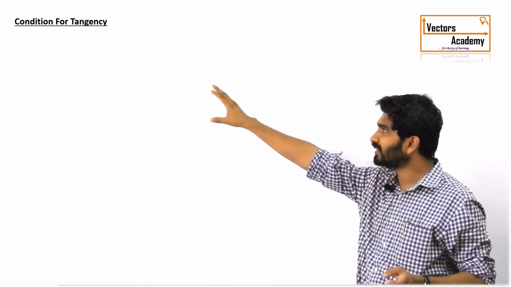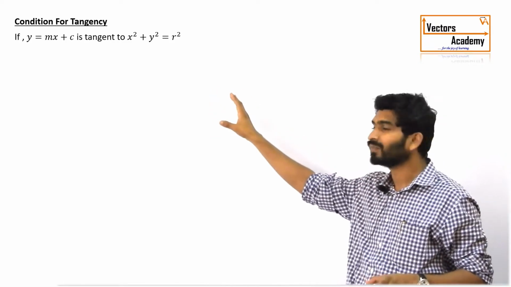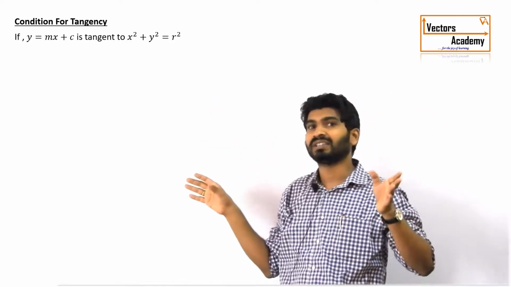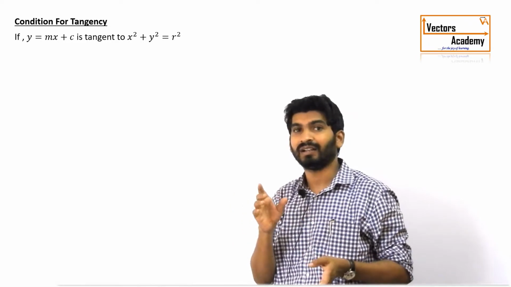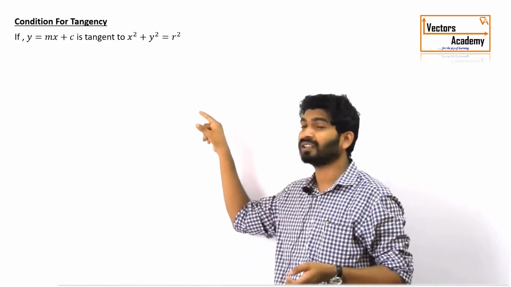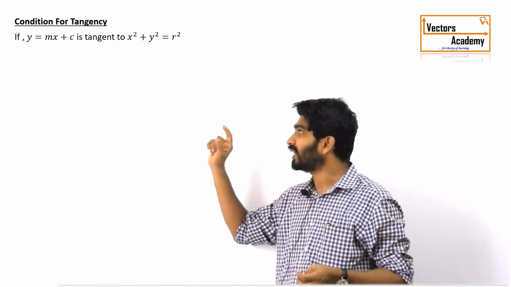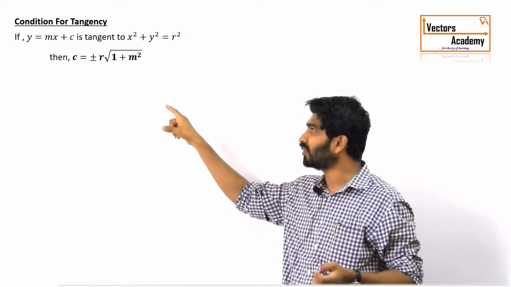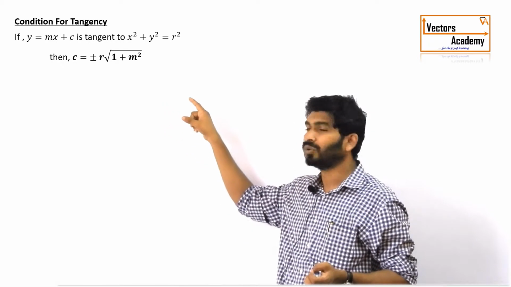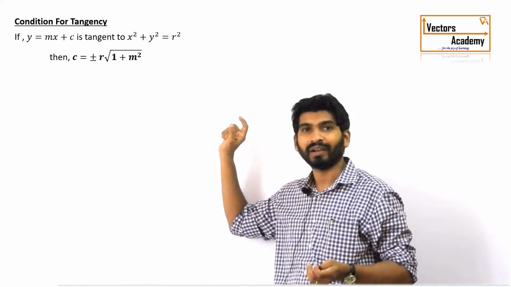Now there are more important concepts regarding tangents. Suppose there is a line y is equal to mx plus c, and we have to check whether the line is a tangent to the given standard circle or not. So the condition for tangency is c is equal to plus minus r root of 1 plus m square.